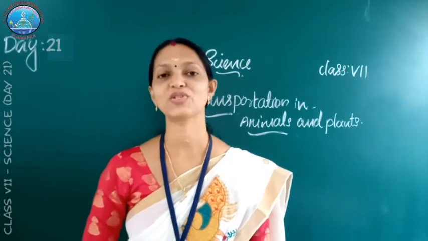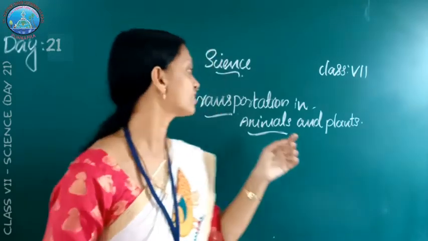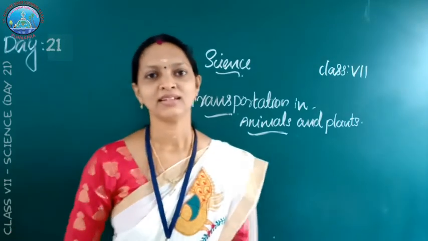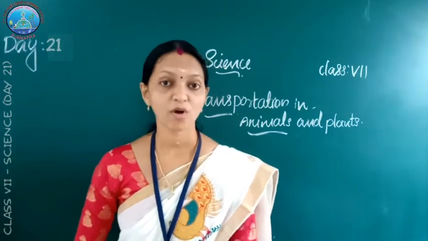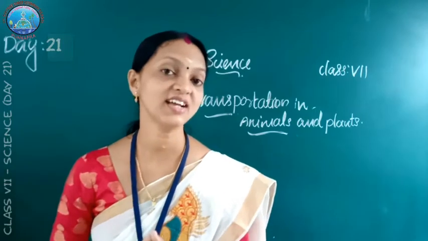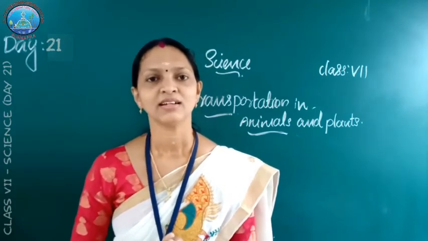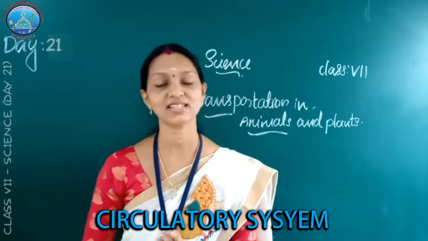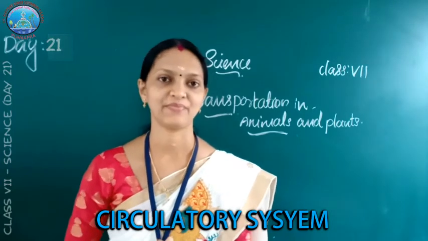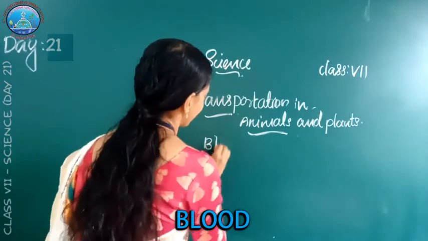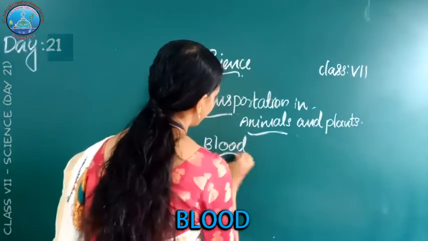Today we are going to study a new lesson, transportation in animals and plants. In this lesson you shall learn about the transportation in plants and animals. First one, circulatory system in human beings. The first part is blood. First we discuss blood.